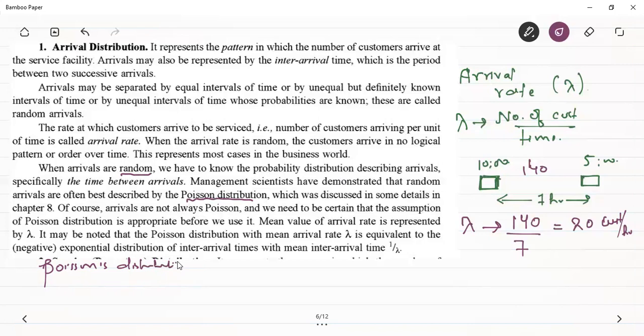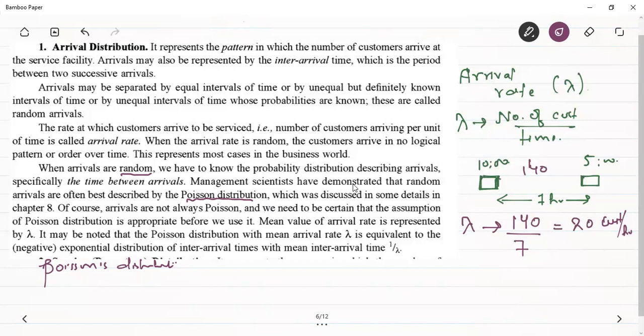Okay, different चीज में क्या होता है, different जगह पे different distribution होता है, but currently we are studying the model which is known as Markovian model. Okay, I will explain it later on. So here we assume that the arrival pattern is Poisson distributed.